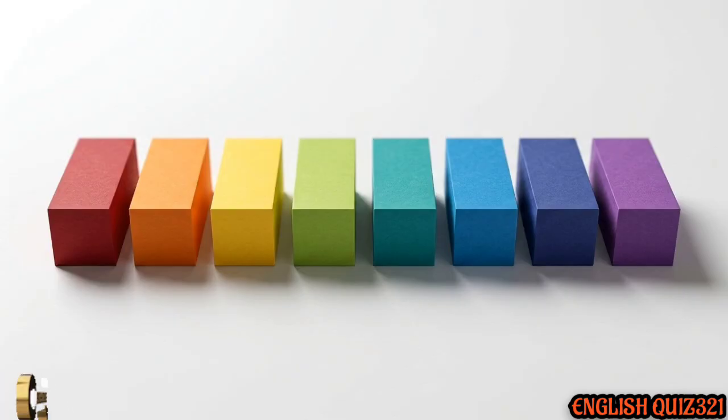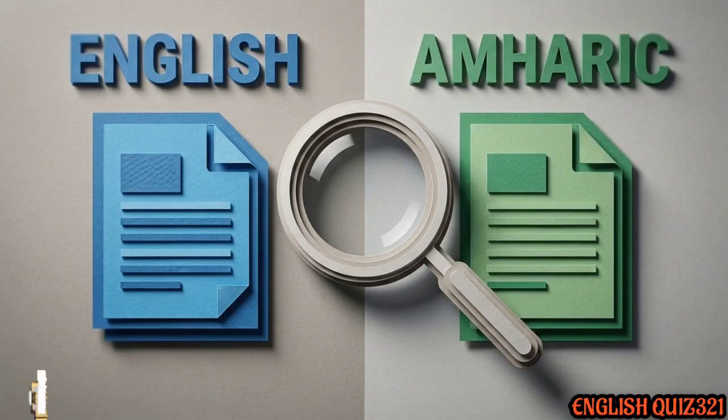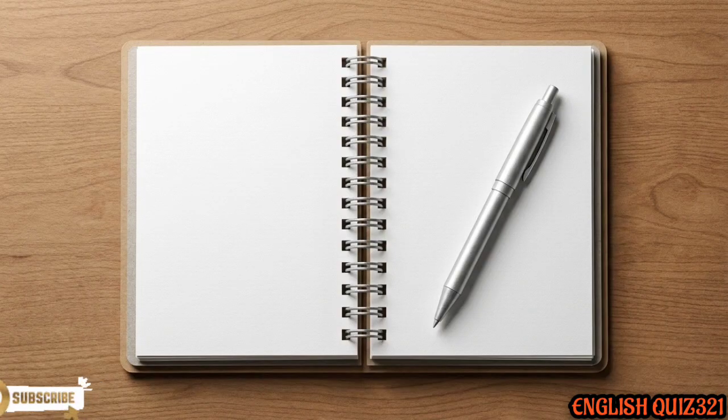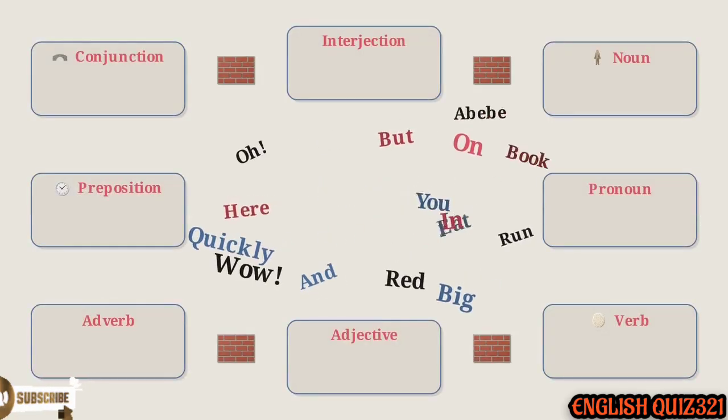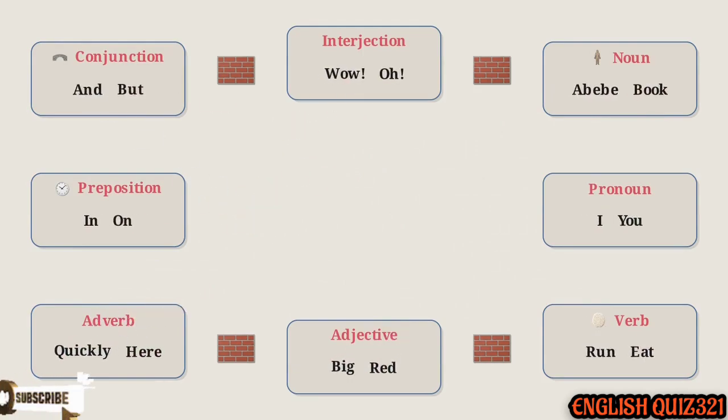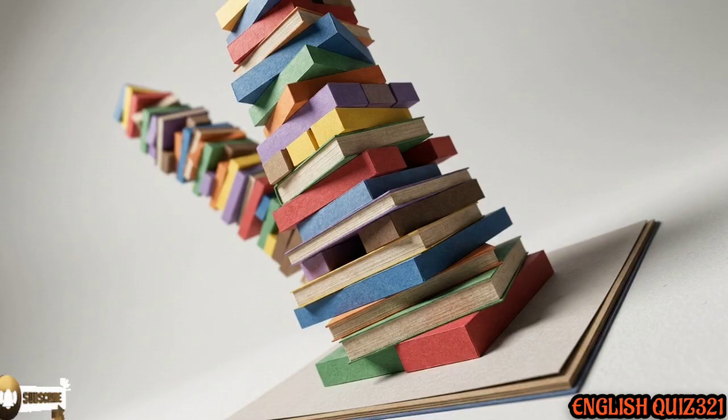In this lesson, we will go through each of the 8 parts. We'll look at their definitions, break down examples, and compare how they work in English versus Amharic. So grab your notebook and a pen, and let's get started. Every single word you speak or write in English belongs to one of these 8 categories. Until you know how these specific blocks function, building a complete, structurally sound sentence is impossible.